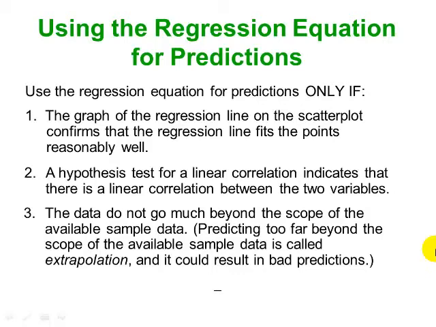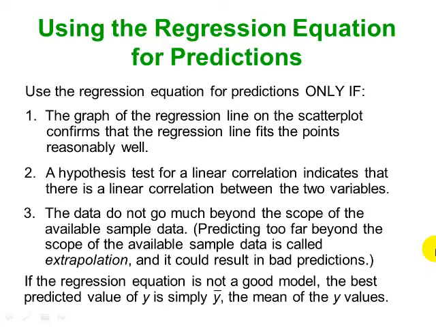Predicting too far beyond the scope of the available sample data is called extrapolation, and it can result in bad predictions. Now, if we don't have these three conditions met, then that would mean that our regression equation is not a good model to predict our y values. So in that case, the best predicted value of y is just the mean of the y values.